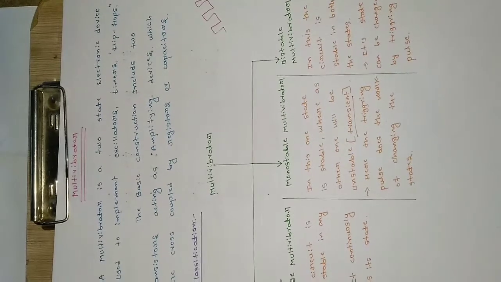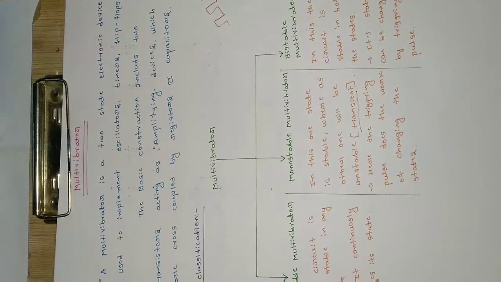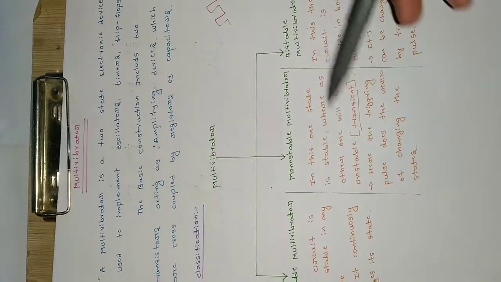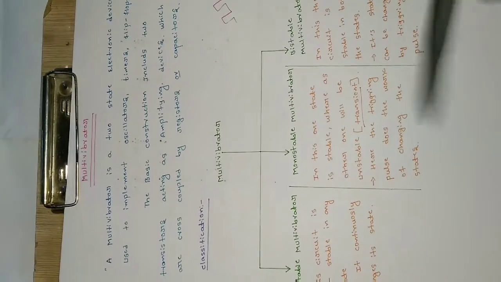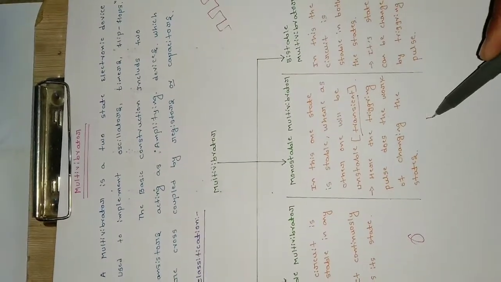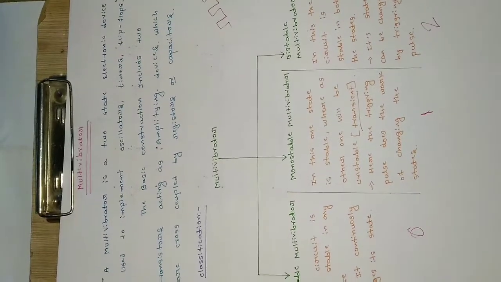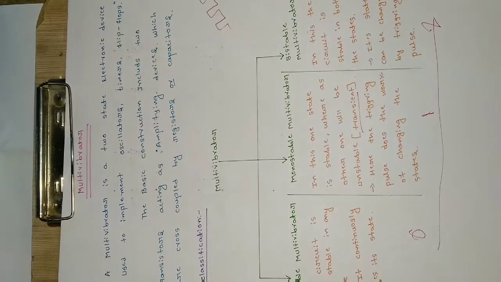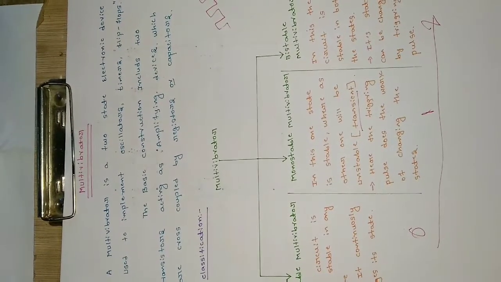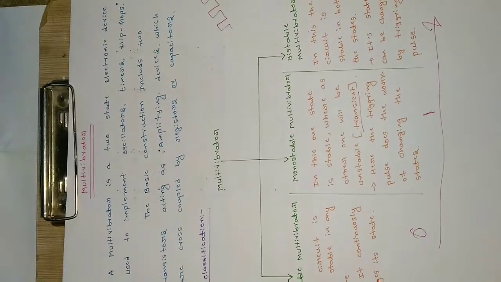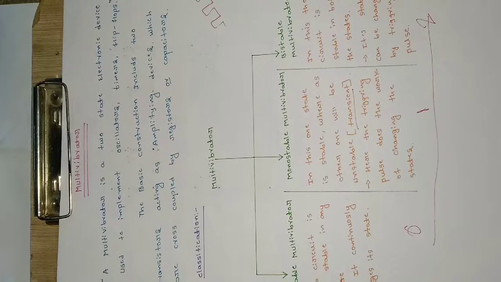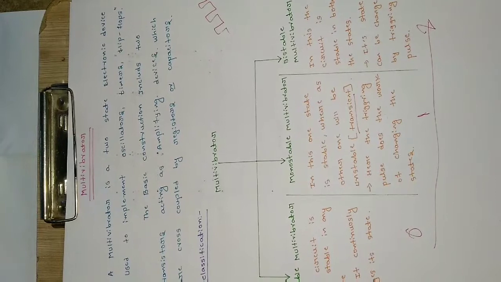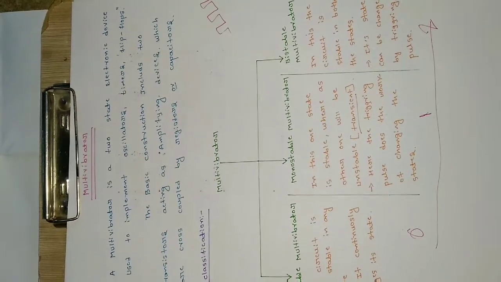The last one is bistable multivibrator. Bistable indicates two, so it has two stable states. So astable has zero stable states, monostable has one stable state, and bistable has two stable states. This sequence you should remember. In the bistable, the circuit is stable in both the states, and its state can be changed by triggering the pulse. Here the circuit is stable in the high state as well as the low state, so it can remain in the high state as well as the low state.